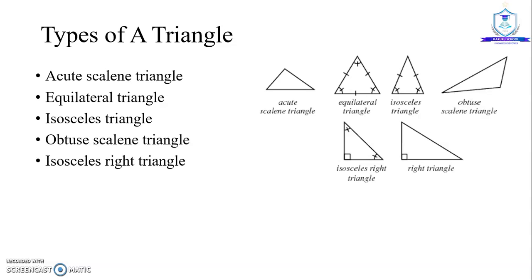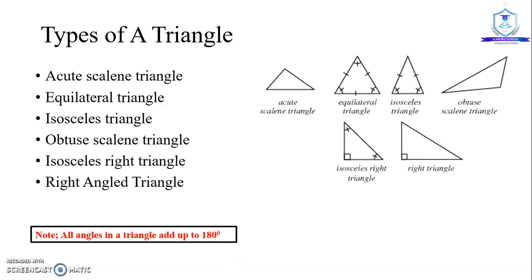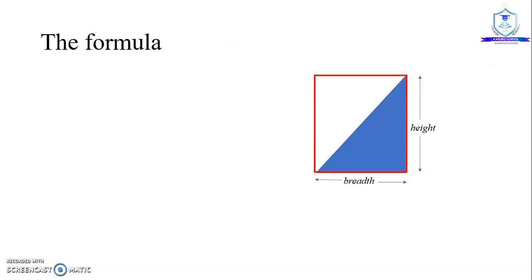The next type of triangle is called an isosceles right angled triangle, and this is a right angled triangle whose 2 of the sides are equal to each other and 2 of the angles are equal to each other. The last type of triangle is called a right angled triangle, and this is any triangle whose one of the angles is equal to 90 degrees. Note that all angles in a triangle add up to 180 degrees.